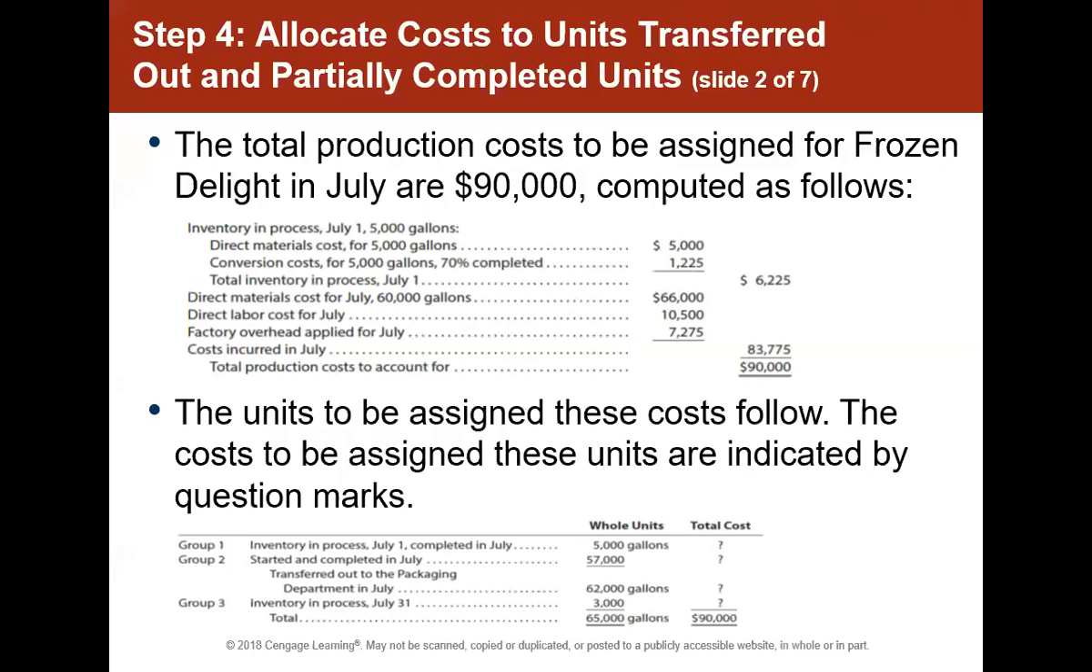Then we need to assign them. Notice at the end, we want our total to be $90,000. That's always our checkpoint. We have to assign the total costs to three groups: beginning inventory, started and completed, and ending inventory. Again, we're just going to use our equivalent units and our price per equivalent unit. This part is just keeping track and multiplying.